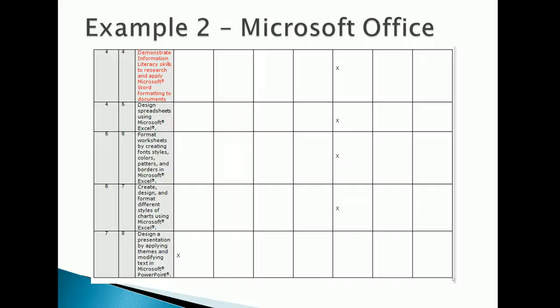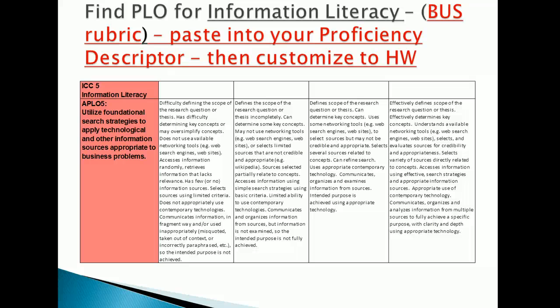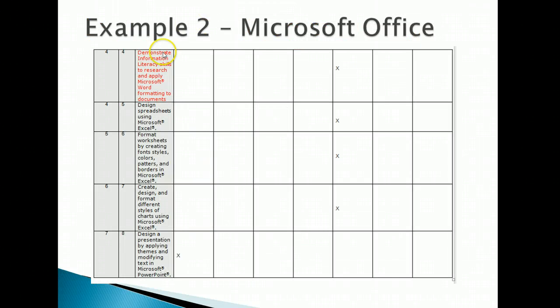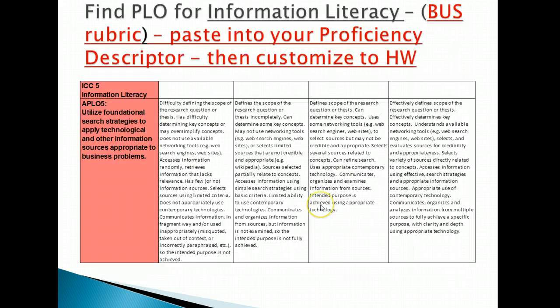So we have a second example from the Microsoft Office class. Here we are looking at the PLO for information literacy, and I believe we used this assignment right here, Module 4, SLO 4. Again, too generic here in defining the scope of the research question or thesis, so we have to customize this.